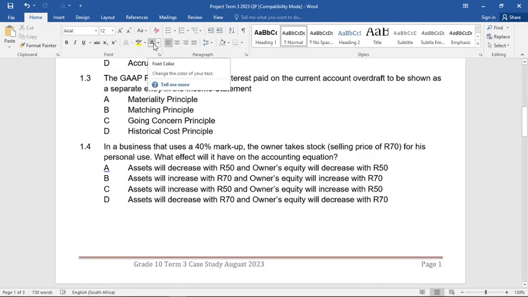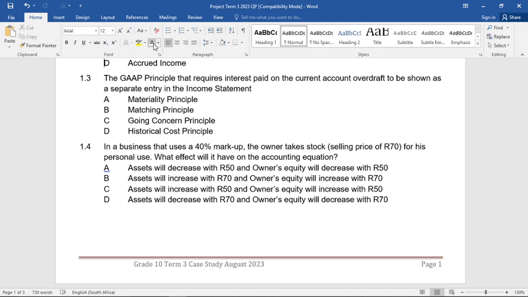In a business that uses 40% markup, the owner takes stock selling price of 70 Rand for his personal use. What effect will it have on the accounting equation? Well, first of all, we must remember that an owner can take stock at cost price. It's one of the perks of being the owner of the business. So applying the markup of 40%, 100 over 140 times 70 would give you an answer of 50. So that narrows us down to either A or C.